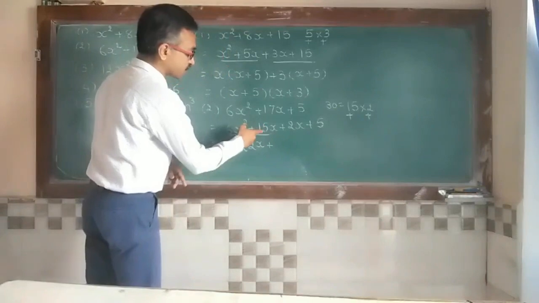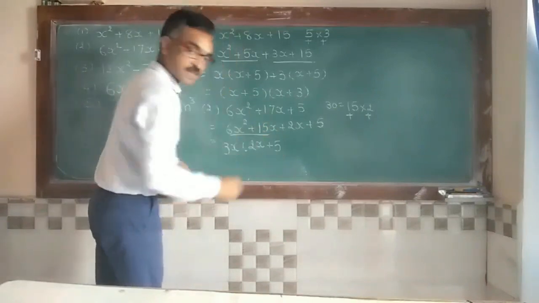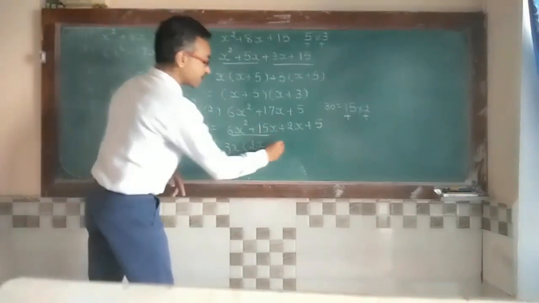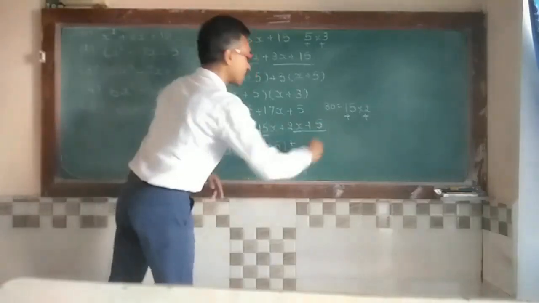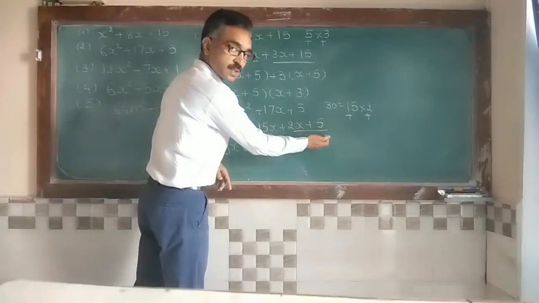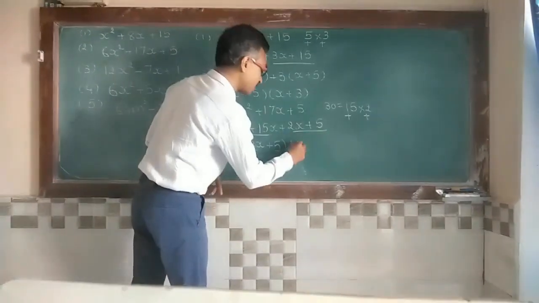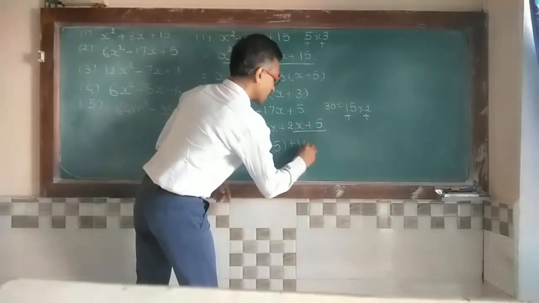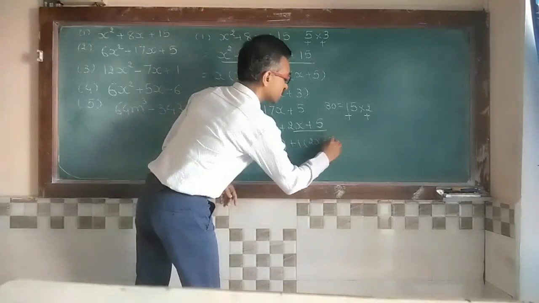Okay. Now 15. So 3 is common out. 3 5s are 15, so 5 is there. x is already come out. Plus, common out from these two terms, 2x plus 5. Nothing is common out, that means 1 is there into 2x plus 5.